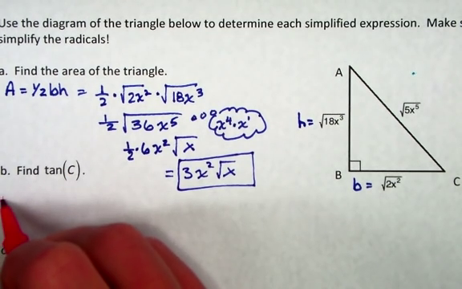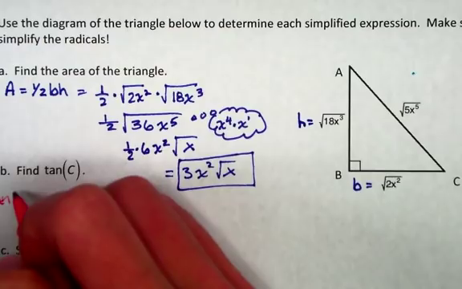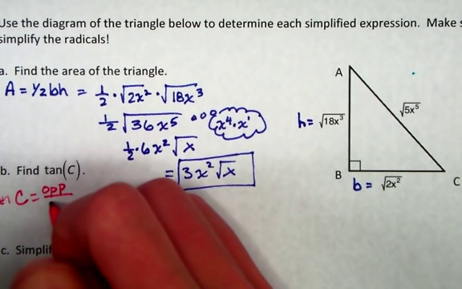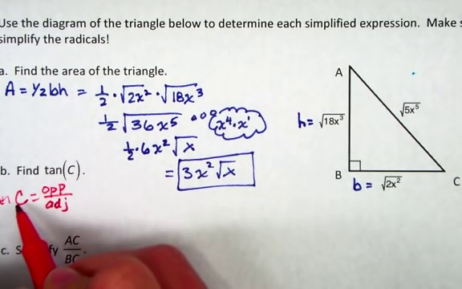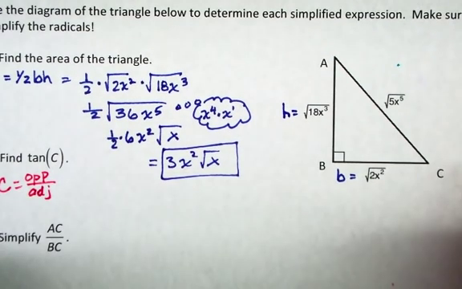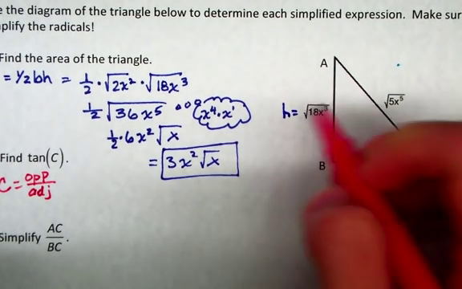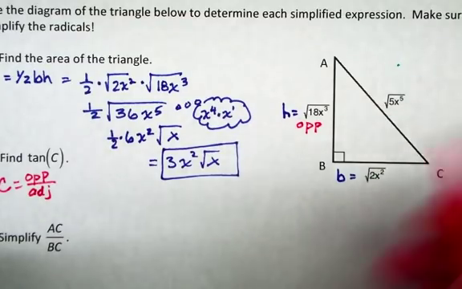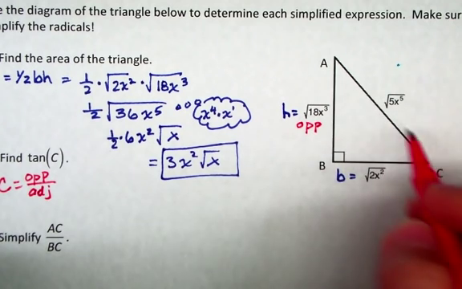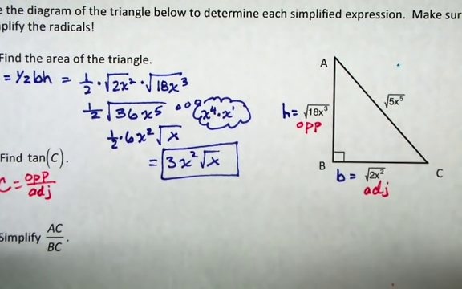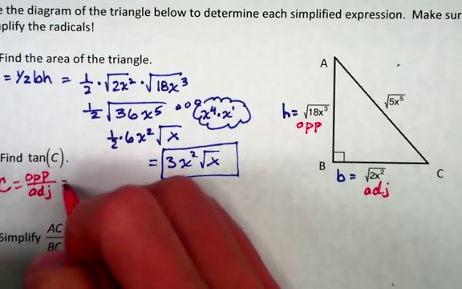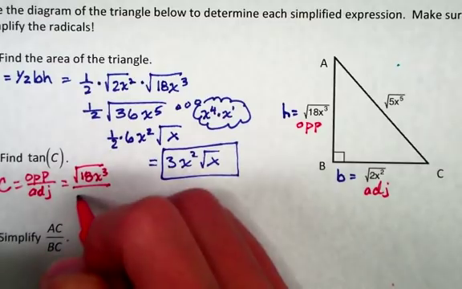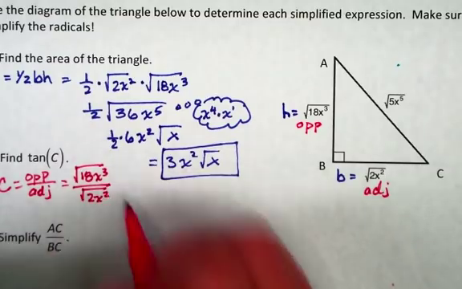Tangent of C is the opposite side over the adjacent, so SOHCAHTOA. So let's take a look at C. Okay, so if I look at angle C here, the opposite side is root 18x cubed. The adjacent side to C, this is a hypotenuse, so this is the adjacent side to C. So what we're going to have is the square root of 18x cubed over the square root of 2x squared.